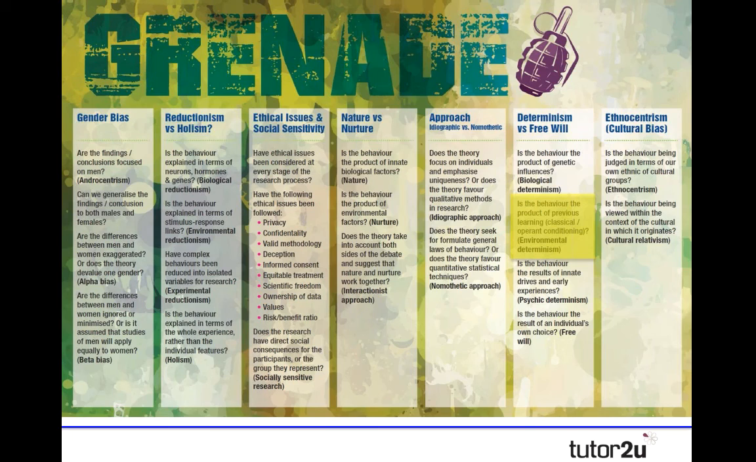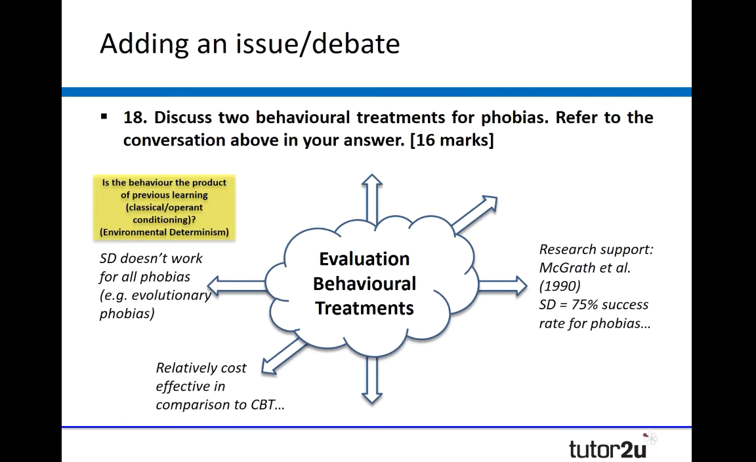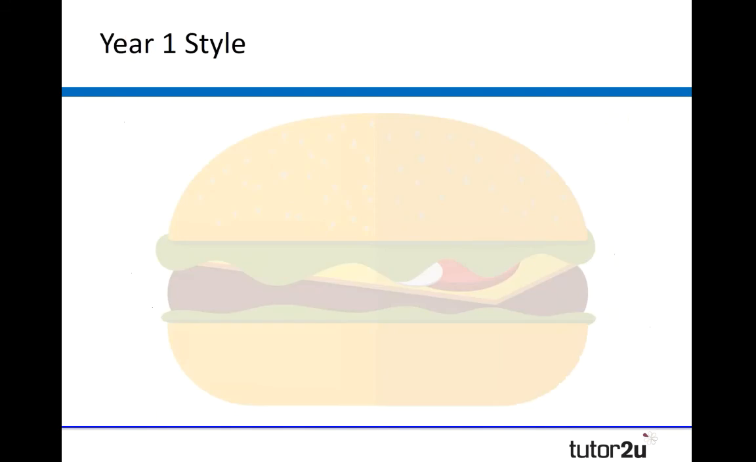But I think what's going to help your students is underneath each one, I've posed questions that they can ask themselves. I've highlighted one on screen that we're going to use now, and it's under determinism, free will. I've said, is the behaviour a product of previous learning, classical or operant conditioning? If so, then that's what would be called environmental determinism. So I think that could be used here. So if we go back to our 3 evaluation points, the point that we made earlier, this idea that systematic desensitization doesn't work for all phobias, could be linked to this idea of environmental determinism, and getting your students to understand that link will improve the quality of their evaluation overall. So let's see what that might look like.